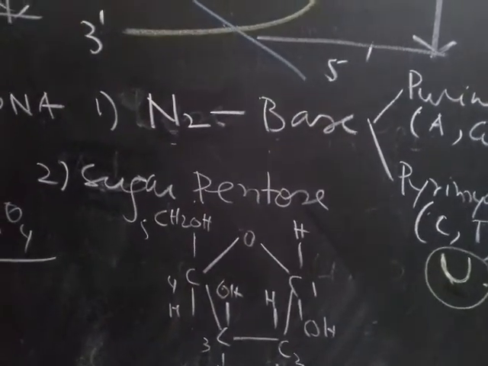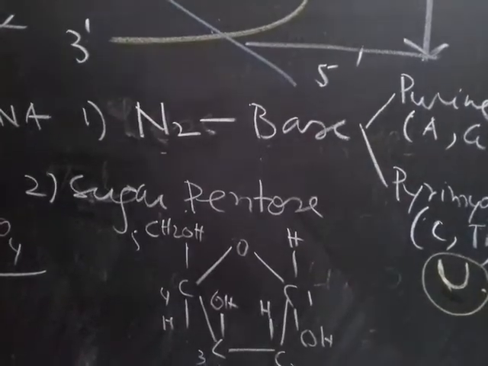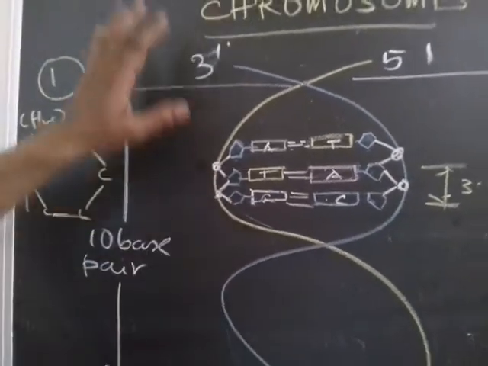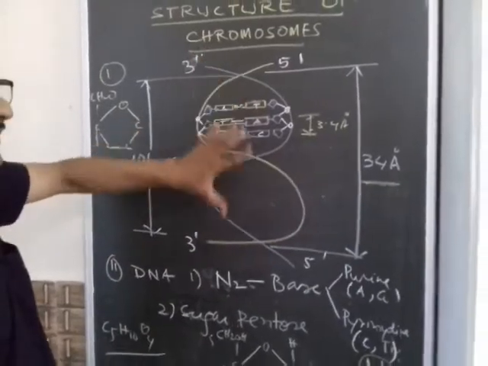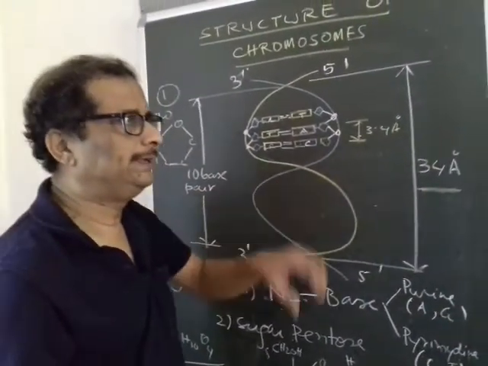Beside this you have a phosphodiester bond. That means a phosphoric acid is tying the 3' and 5' end of the sugar. On the basis of that we call the strands 3' to 5' and 5' to 3', the anti-parallel strands of the 2 strands of the DNA.